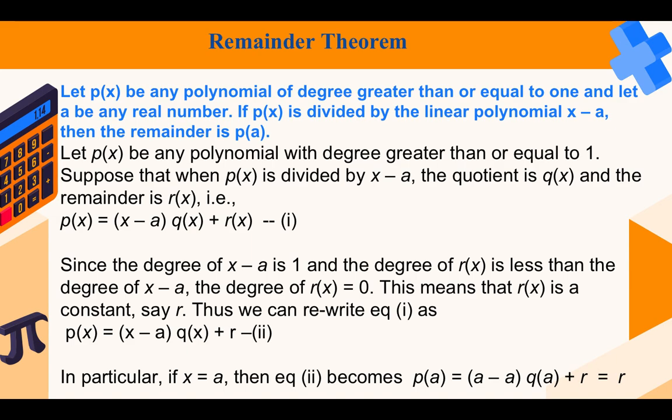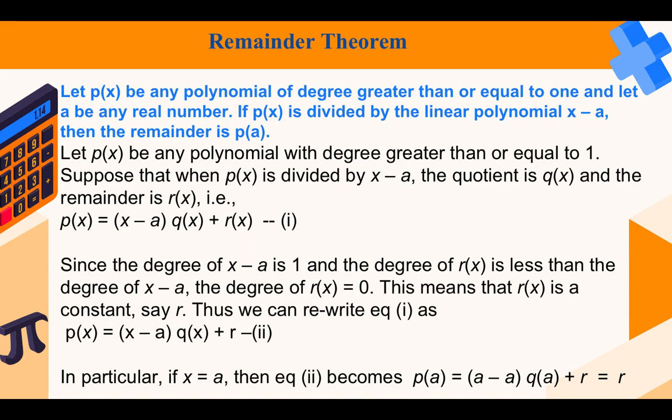So we can write it as p(a), instead of x I am putting a, is equal to a minus a into q(a) plus r. So a minus a will be 0. So this whole term turns out to be 0. So I'm only left with r. And exactly this is what the remainder theorem said. p(a) is equal to r.